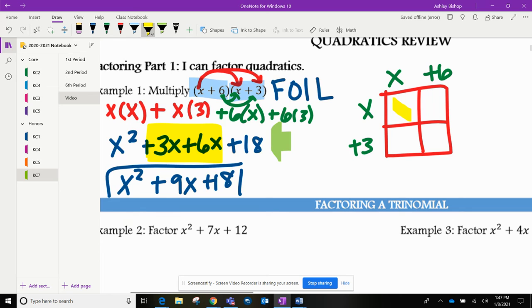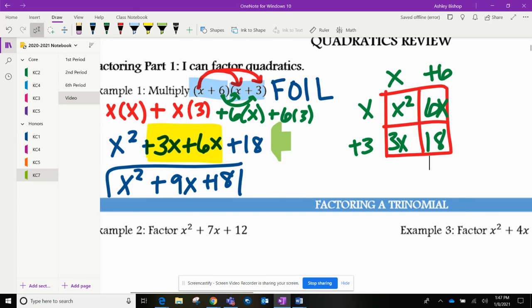So this box is going to be the answer to this times this. Alrighty, so that box is the answer to x times x. Well, x times x is x squared. This box right here is the answer to this times this, and so on. 6 times x is 6x. 3 times x is 3x, and 6 times 3 is 18.